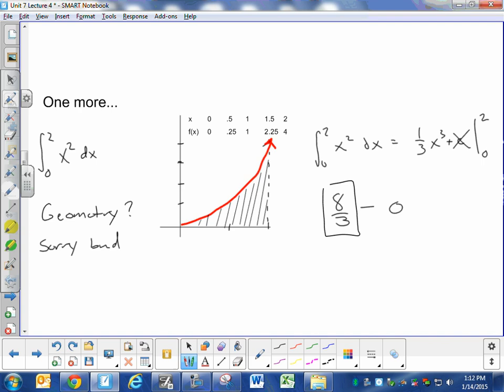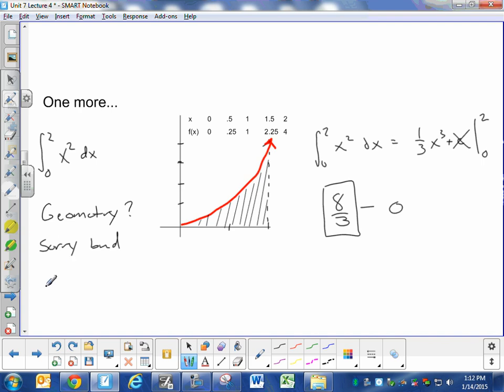Okay, I feel okay about that answer, 8/3, but I kind of want to be able to check it and make sure that is a feasible answer. Because this picture might not be perfect. What can I do to make sure that is a reasonable answer? Perfect. We could do a Riemann sum to see what approximations of this area would be.